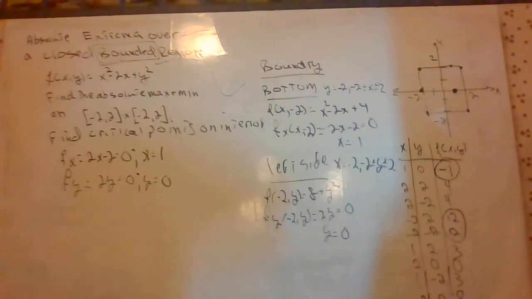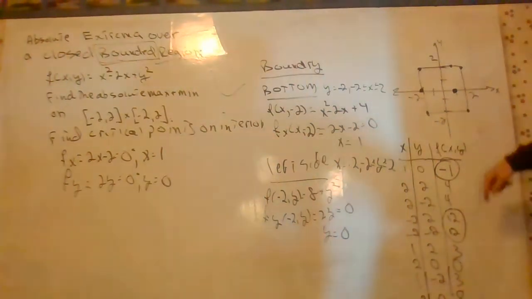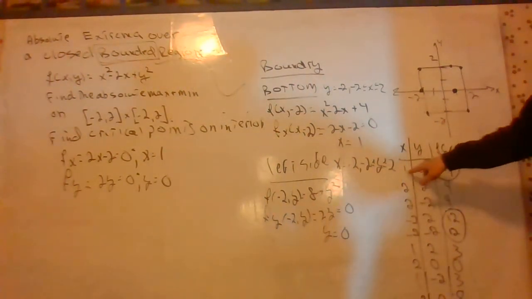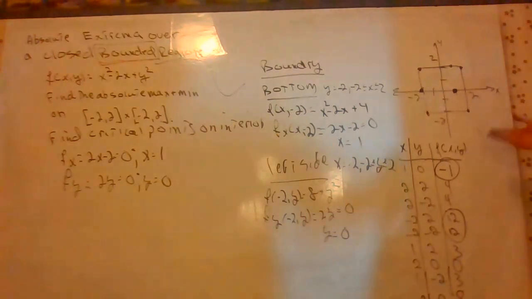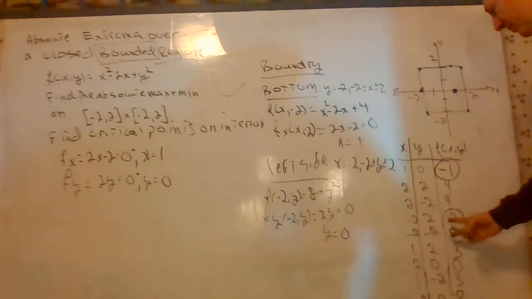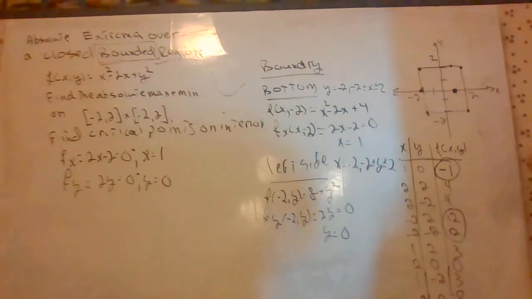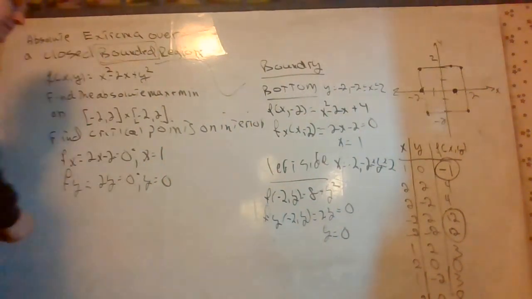So I'll leave it to you to state. We have an absolute minimum of -1 at the point (1, 0, -1). We have an absolute maximum of 12 that occurs in 2 different places. And that's absolute extrema on the closed bounded interval.